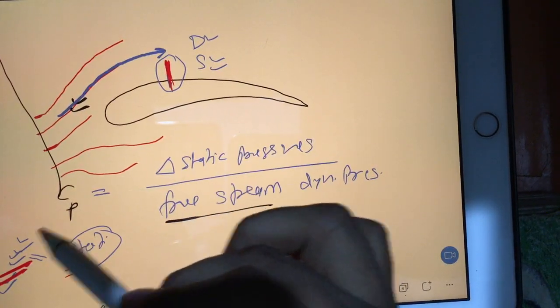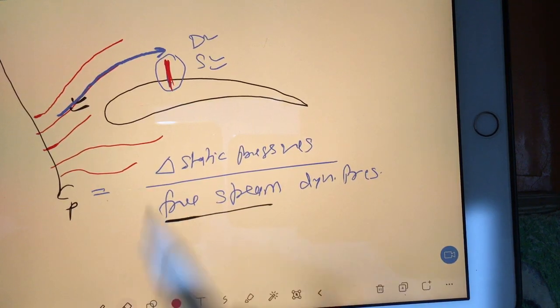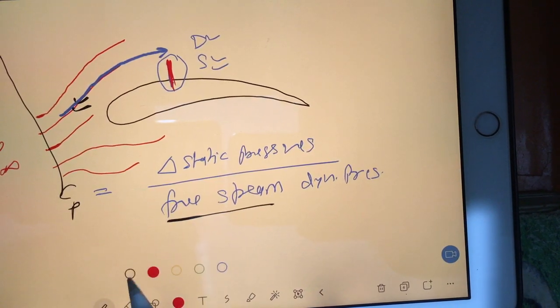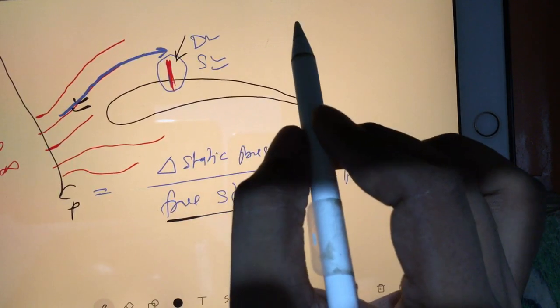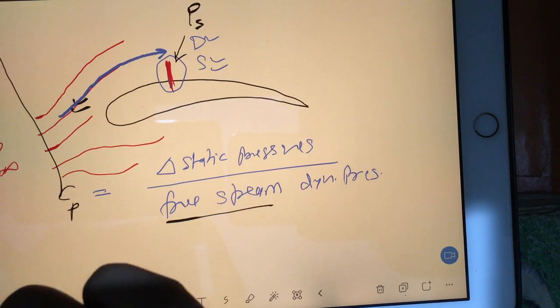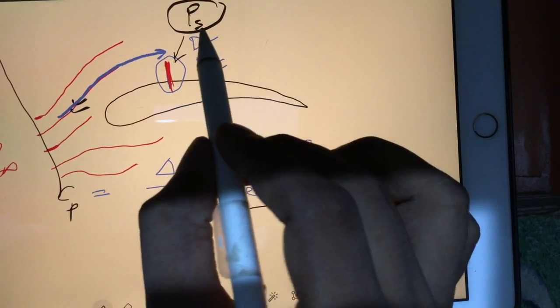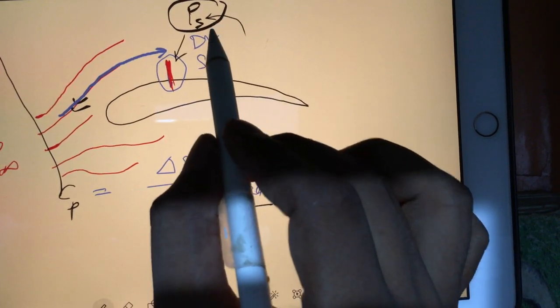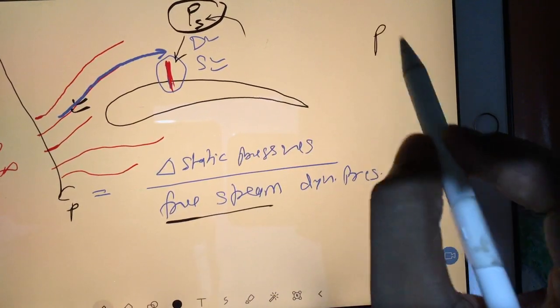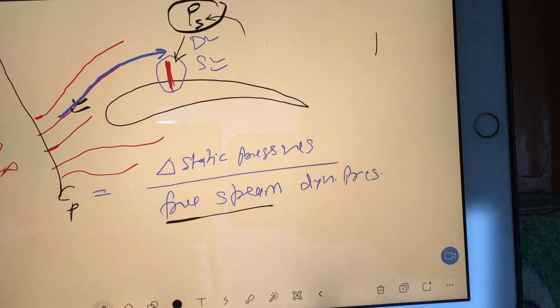Imagine in this zone where your air is not disturbed, that we say is free stream pressure. So in free stream pressure, your static pressure, just consider this as P infinity, and at any point here, at any section, I am saying static pressure is PS. S means I am talking about static pressure. Don't be confused with stagnation pressure. For stagnation pressure, I'll be using P naught in future, not now.